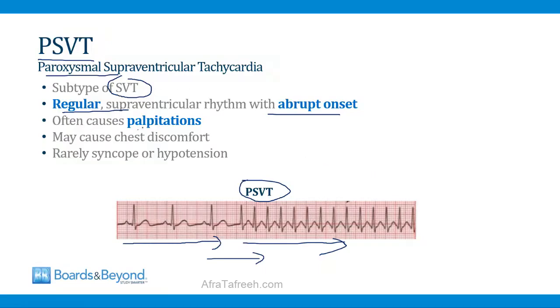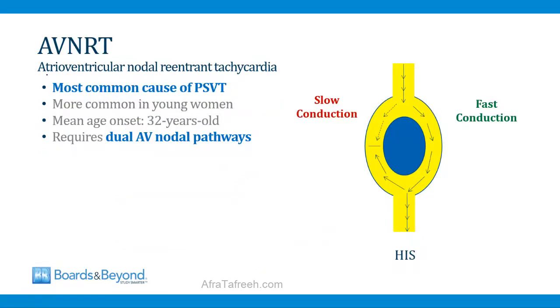When they occur, they often cause palpitations. That's the most common symptom that patients with PSVTs complain about. Rarely they can cause chest pain, and even more rarely they can cause people to faint or have hypotension. So a PSVT is a sudden onset regular supraventricular tachycardia, but there are many underlying causes of PSVT. The most common cause of a PSVT is AVNRT. AVNRT stands for atrioventricular nodal reentrant tachycardia. It's the most common cause of a PSVT.